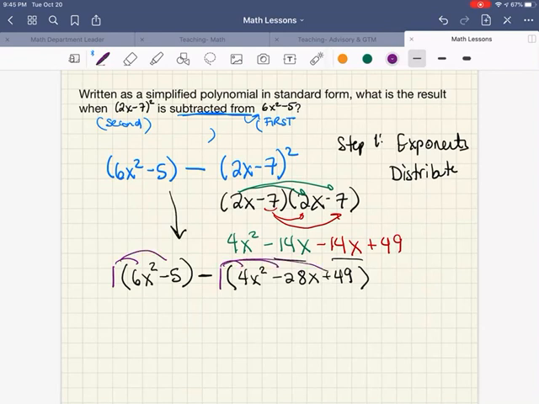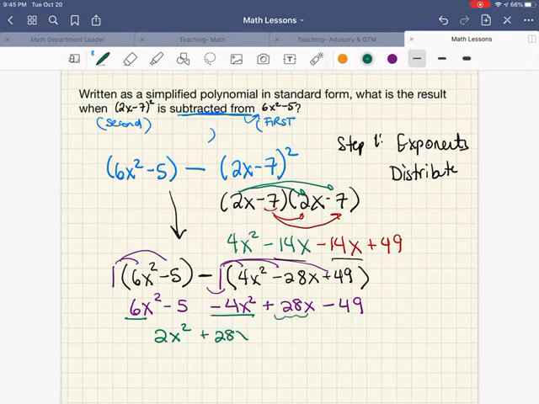So the first one stays the same because it's a positive 1. This I'm distributing negative 1, so that's negative 4x squared, positive 28x, and negative 49. And then you combine like terms. So this gives us 2x squared plus 28x and minus 54. And that is it for this week.